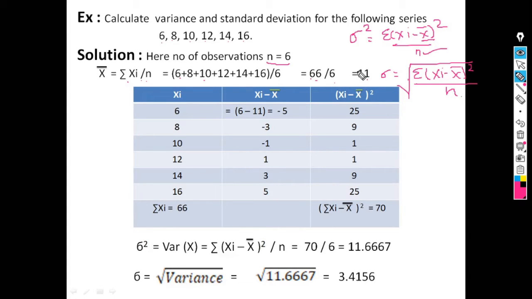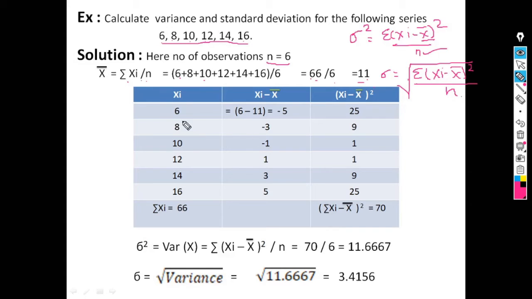Our next step is, we have to calculate summation of xi minus x bar square. For this we make a table of 3 columns. First column is xi, means these observations we can write as they are. Then second column is xi minus x bar, means we have to subtract x bar from each xi, and for this example our x bar is 11. And third column is the sum of xi minus x bar square, means square of the second column, and after that we take its sum.